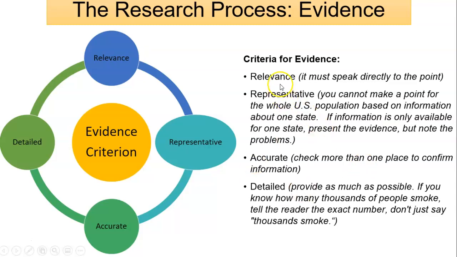Is the evidence relevant? That means it must speak directly to the point that you're making. Is the evidence representative? Means you can't make a point for the entire US population based on information that you're looking at about one state. So if the information is only applicable to this one small portion of what you're talking about, you might want to present the evidence, but you also want to make sure that you note the problems. Make sure that your evidence is representative of the whole topic or the whole claim that you're talking through.